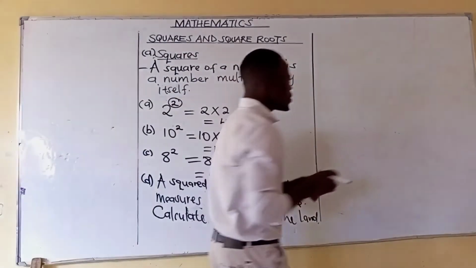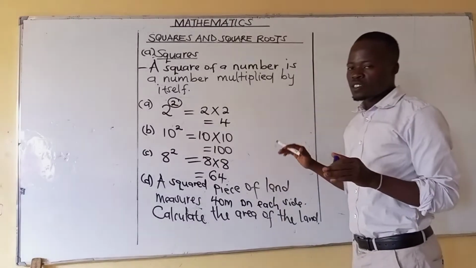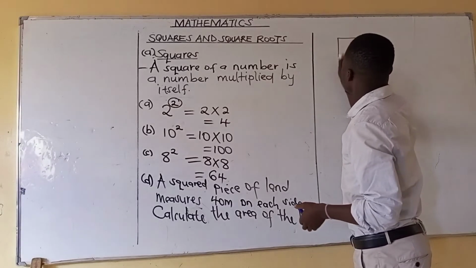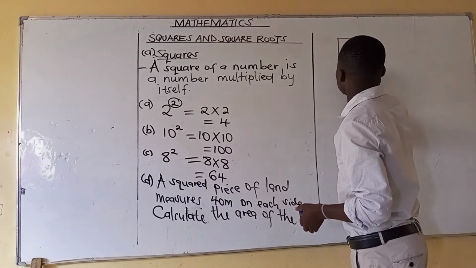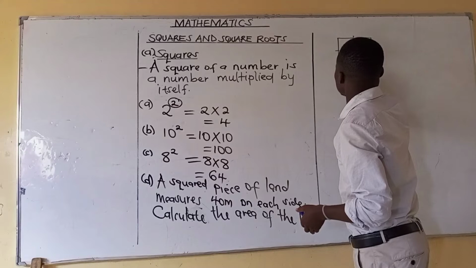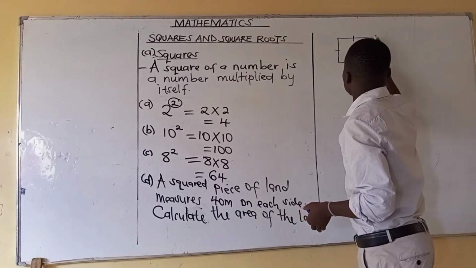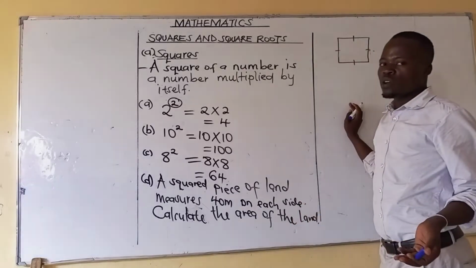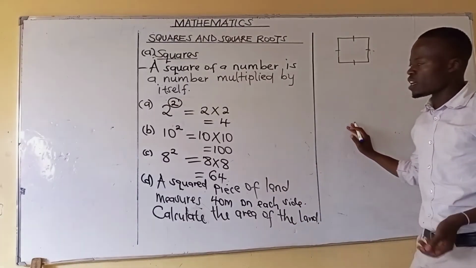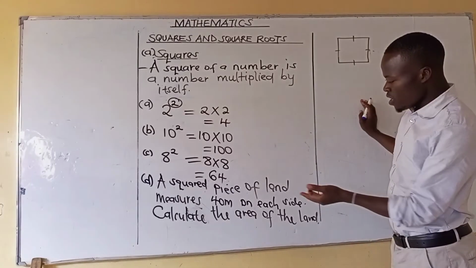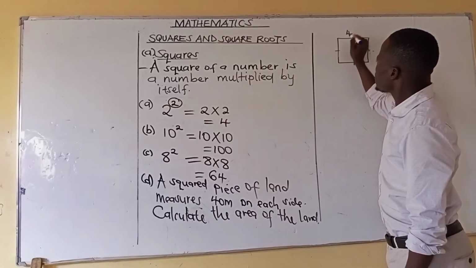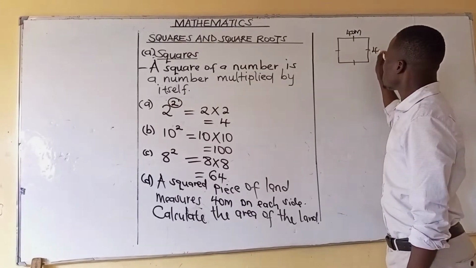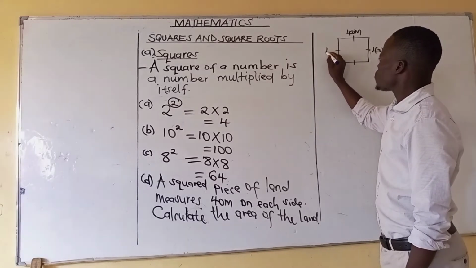It's very simple. It is very important in mathematics to represent the information given in a diagram. So we can draw a diagram of a square because the piece of land is square in shape. What we know about a square is that all sides are equal. So if one side measures 40 meters, then definitely all sides will measure 40 meters.